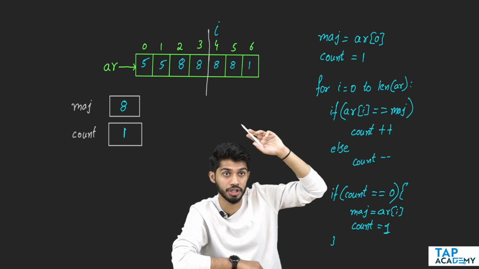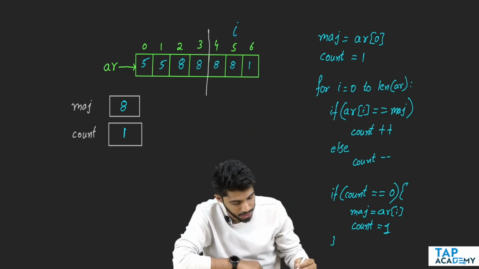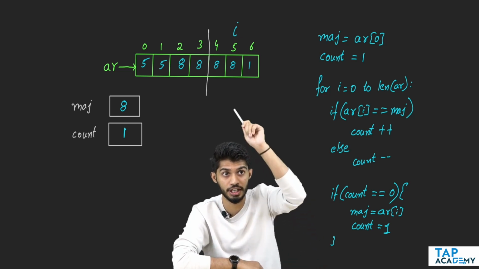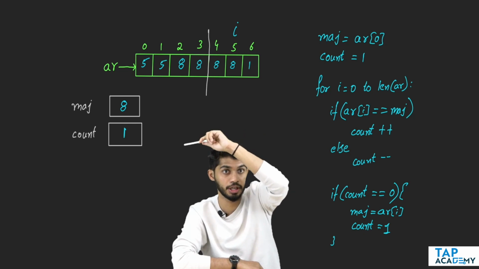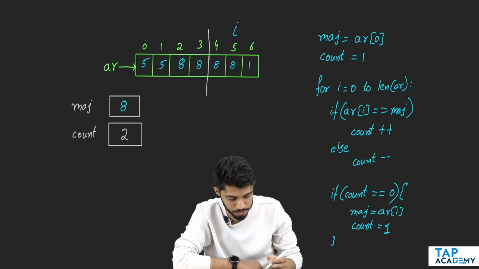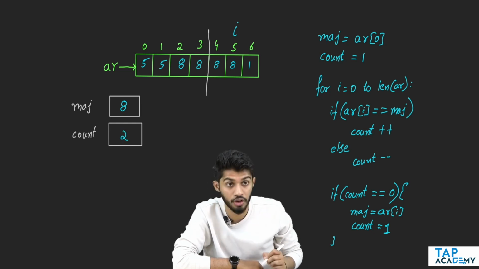The value of I should increase. Now the value of I will increase over here. It will check: is AR of I equal to the majority? If you observe, yes, 8 is the value of AR of I, majority is 8, yes, 8 equals 8. In this case the count increases, so the value of count becomes 2.